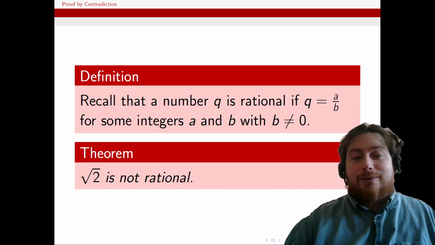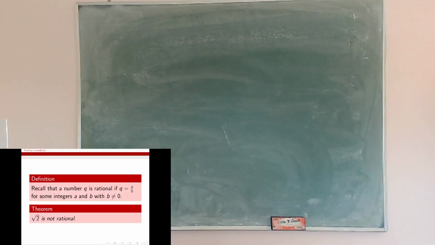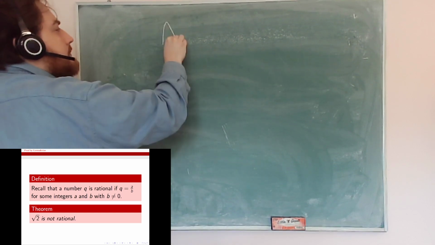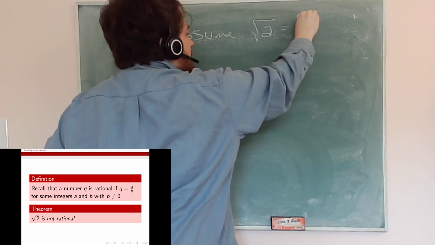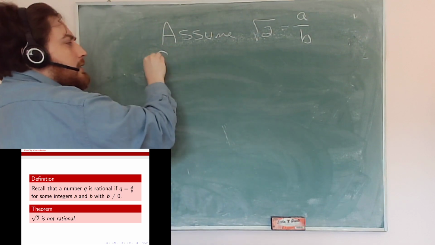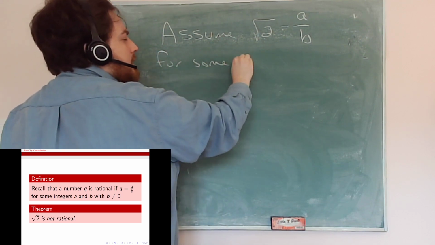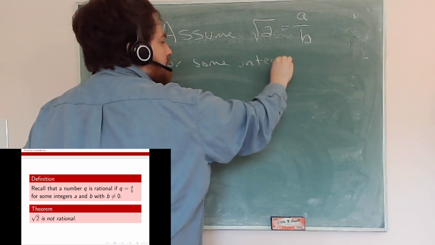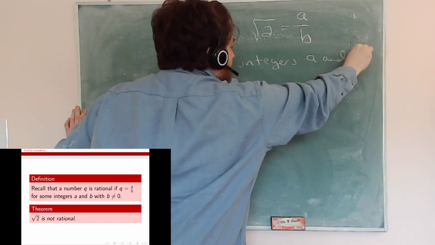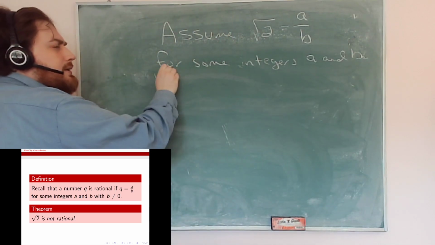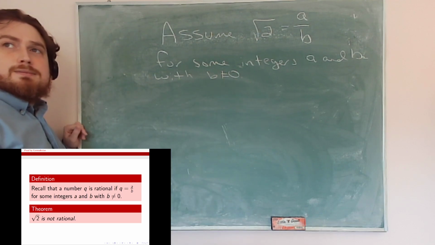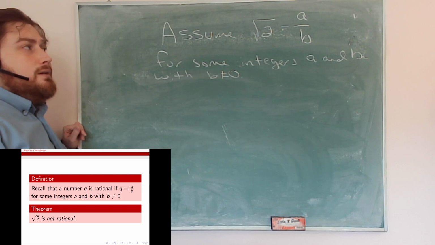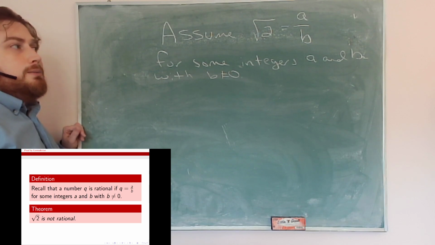Alright, so let's go ahead and go to the board and set this one up. If we're going to prove this by contradiction, we're going to assume that the square root of 2 is equal to a divided by b for some integers a and b, with b not equal to 0. Alright, so this is what we get to assume when we have to come to some type of contradiction.